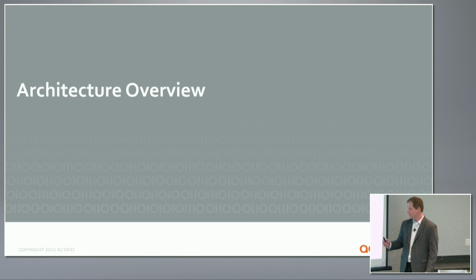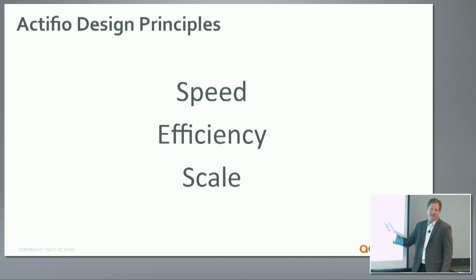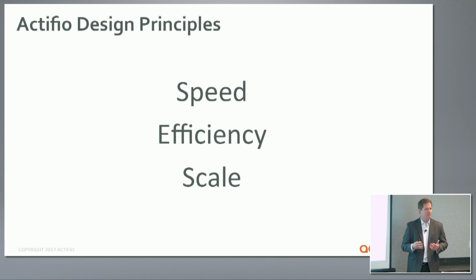But what really designs every architectural and product decision that we make at Actifio are these three principles: speed, efficiency, and scale. How do we give data to the customer, to the right people within the customer, quickly, right? Without all the time delays and hassles of traditional processes.